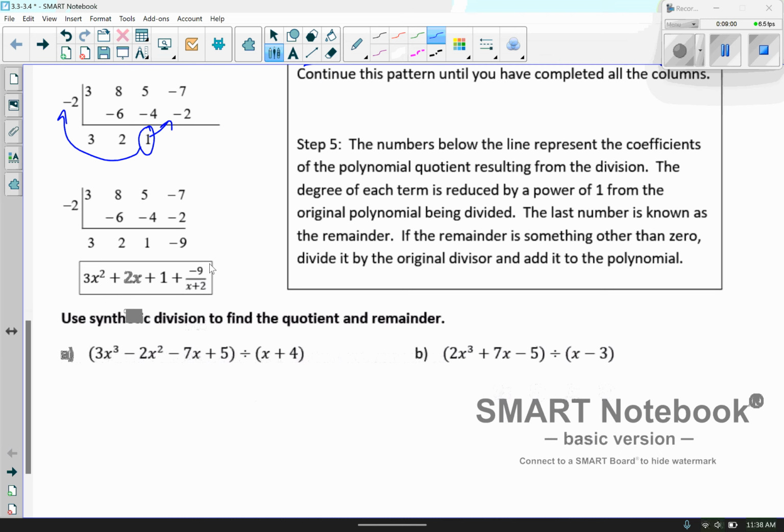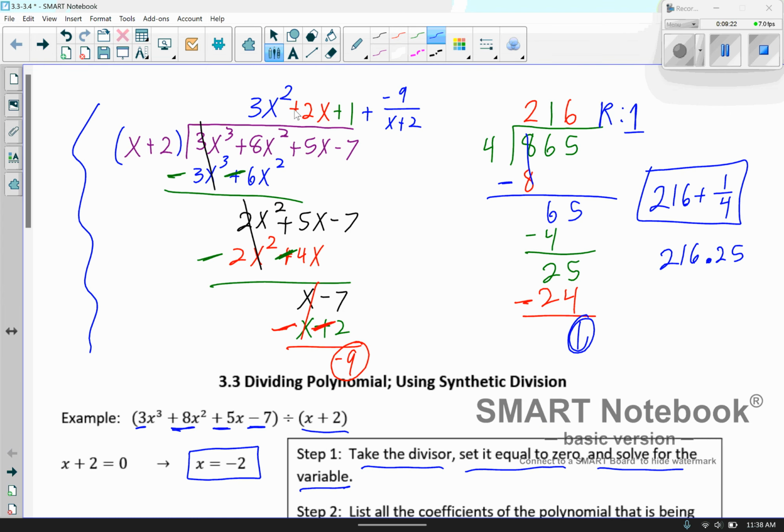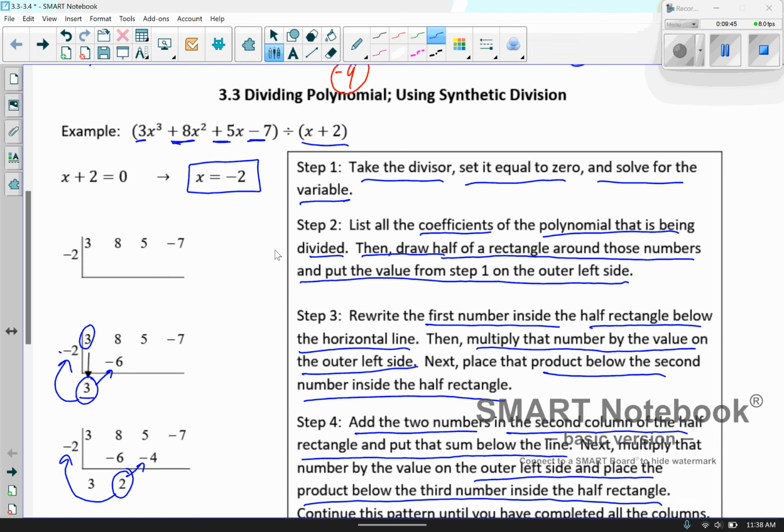So the last part, though, very important, the number below the line represents the coefficients of the polynomial quotient resulting from the division. So these are going to be the coefficients for the resulting polynomial from the division. Okay, and if you go back up to my example up here with the long division, you can see right here 3x squared plus 2x plus 1, and then I have my remainder right there, right? So see, you're dividing the polynomial by x plus 2. Whenever you divide by an x, it's going to cause a reduction in the powers, right? So we know that whenever you divide, you subtract whatever the denominator power is off of the numerator power. And so that's basically what's going to happen here.